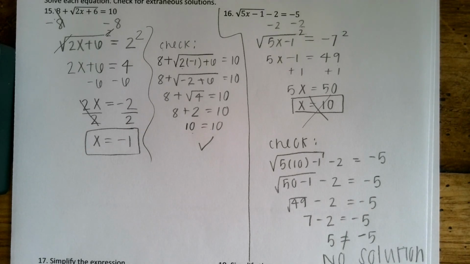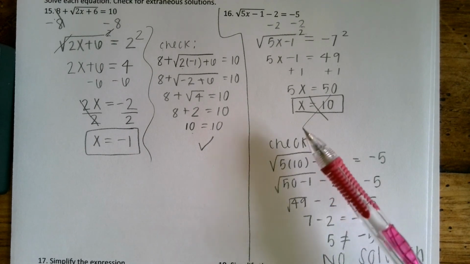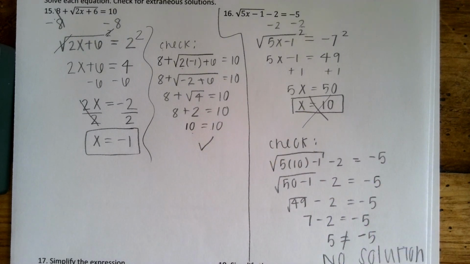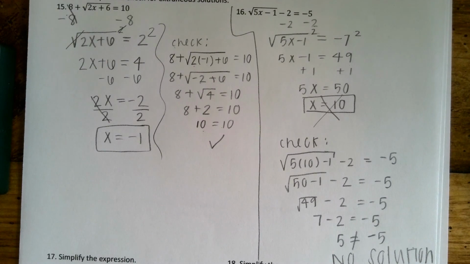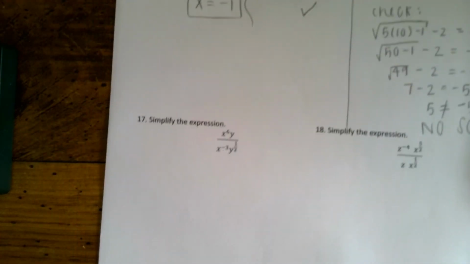Here's the work for number 16. When we solve, we get that x equals 10. Plugging back in and solving, I end up getting 5 equals negative 5. That is not true, so we cross off our answer and we write no solution. Take a look at our last one here, number 17.